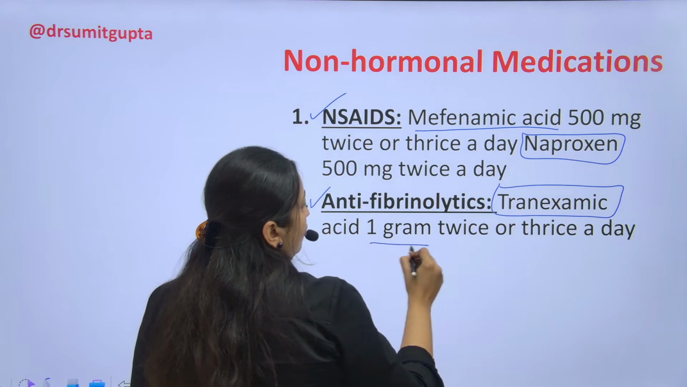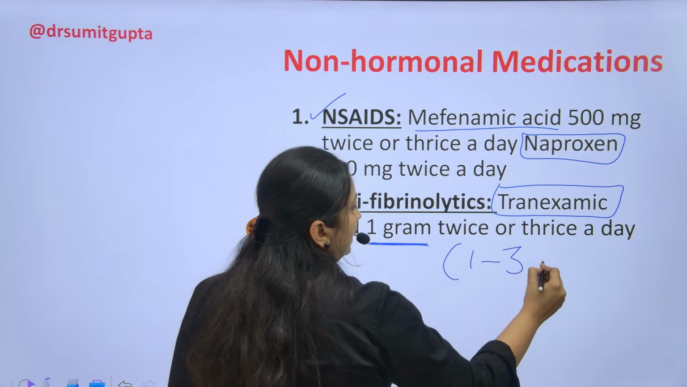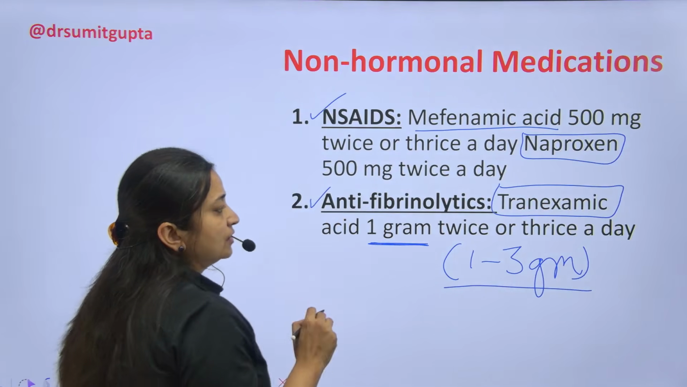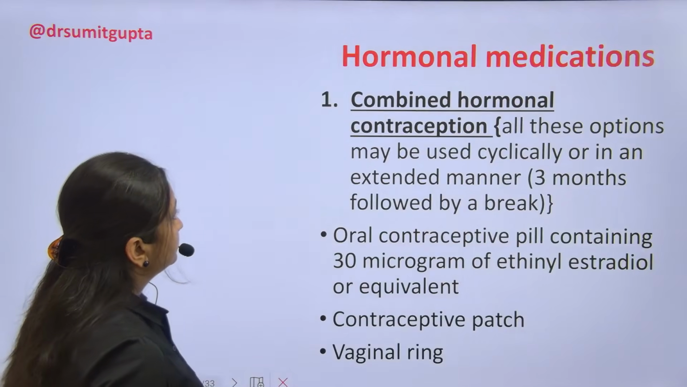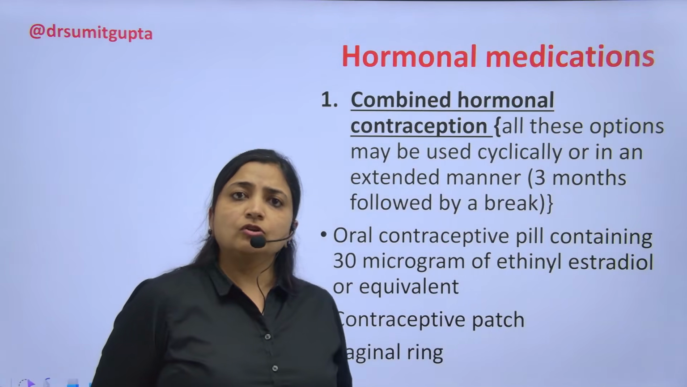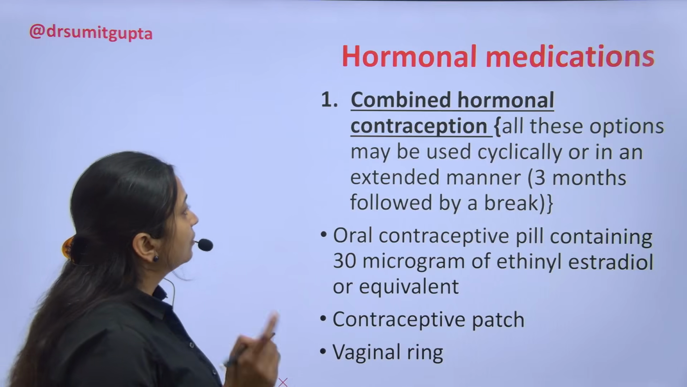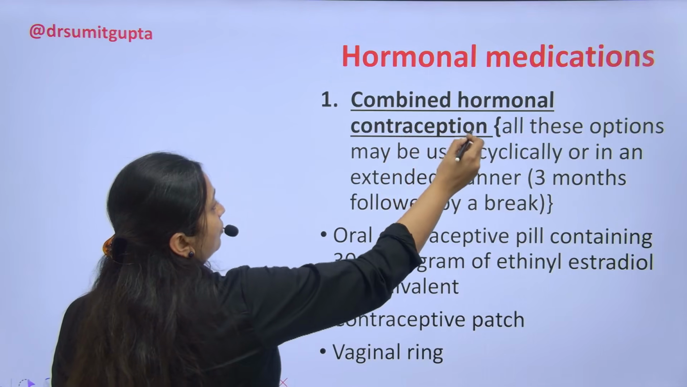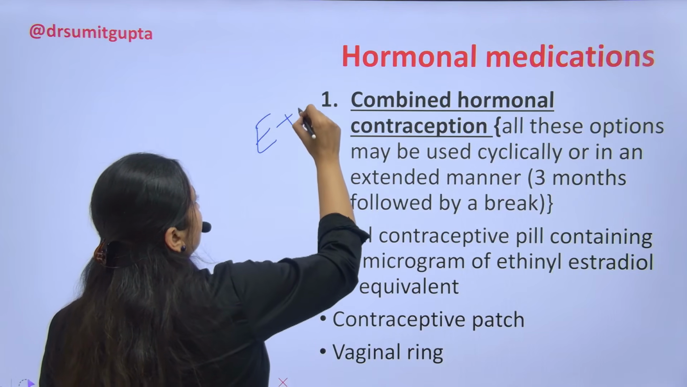1 gram of the tablet twice or thrice. So 1 to 3 grams per day is the dose. Always give the medication in the appropriate dose so that it works. Now, if we want to add hormonal medications to the same, what are the other options that we are having? See, combined hormonal contraception methods are available, estrogen plus progesterone pills.